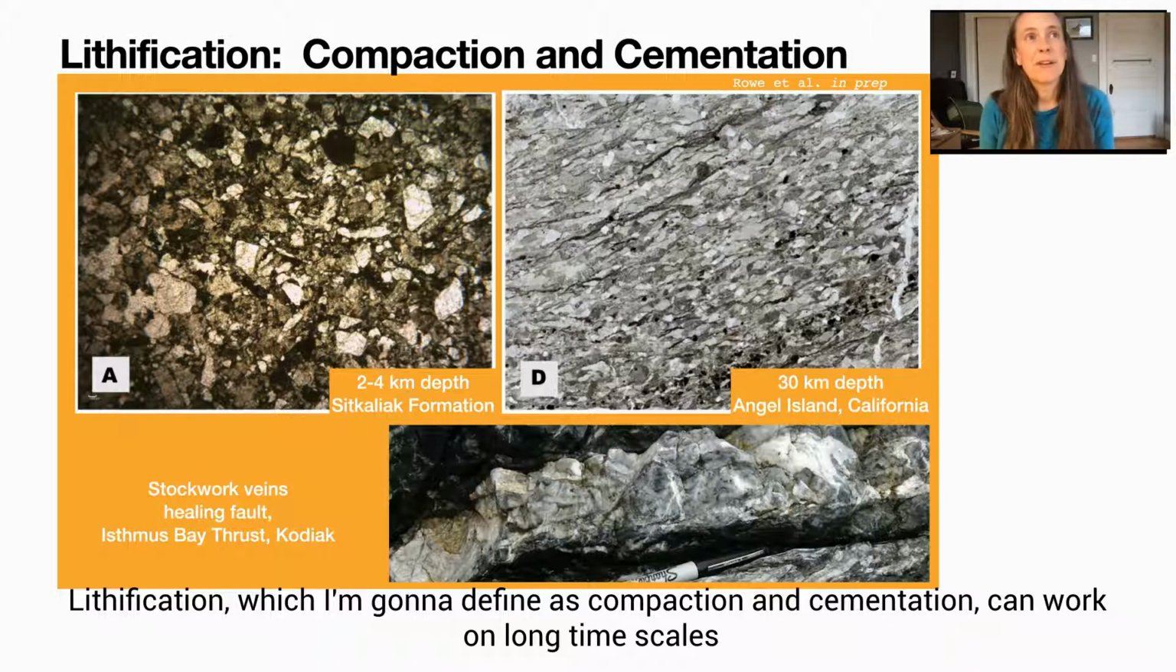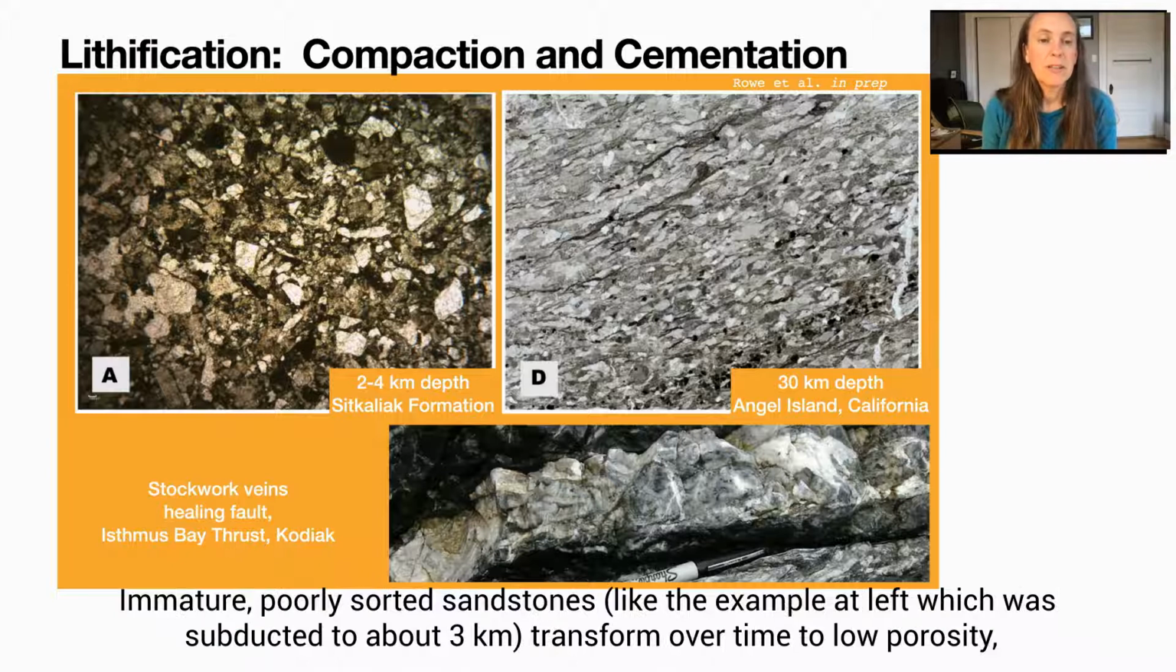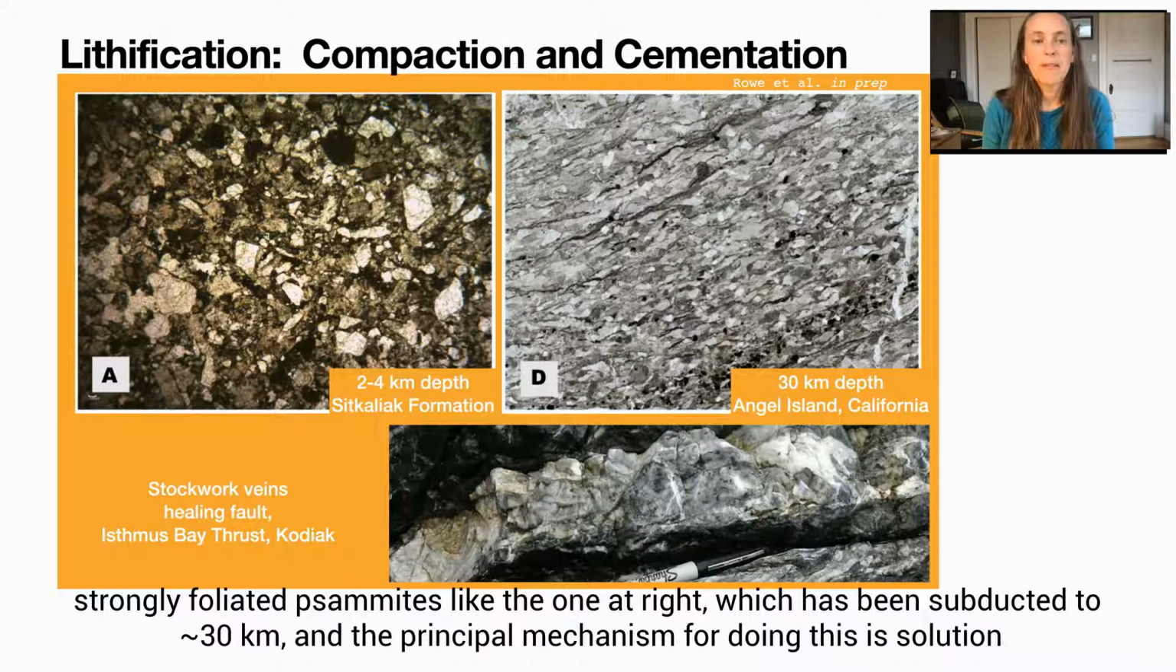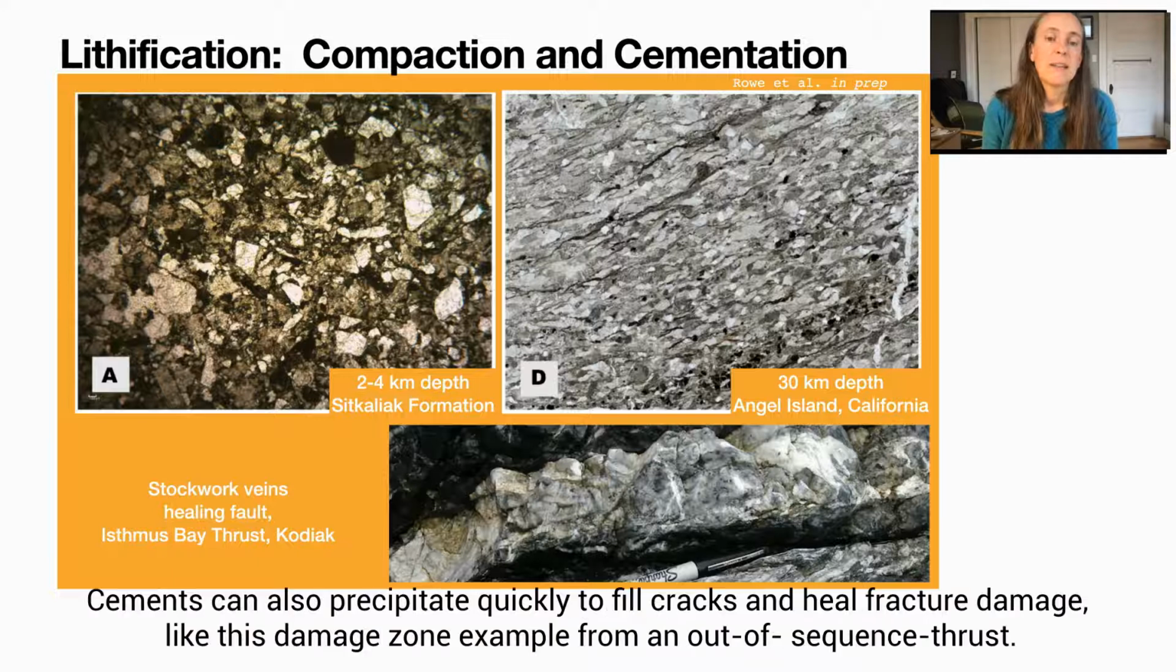Lithification, which I'm going to define as compaction and cementation, can work on long time scales. For example, it works during subduction of trench sediments, in a monotonically increasing lithification state with depth. Immature, poorly sorted sandstones, like the example on the left, which was subducted to about 3 kilometers, transform over time to low porosity, strongly foliated psammites like the one at right, which has been subducted to about 30 kilometers. The principal mechanism for doing this is solution, removal of material to close pores and contacts. Cements can also precipitate quickly to fill cracks and heal fracture damage, like this damage zone example from an out-of-sequence thrust.